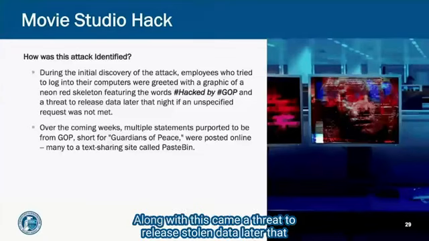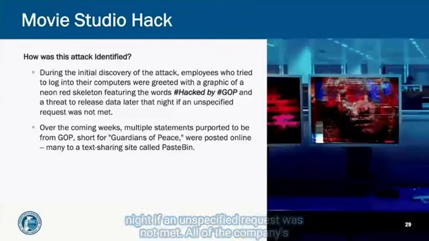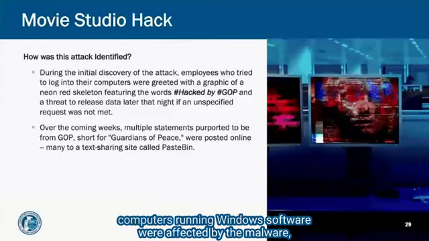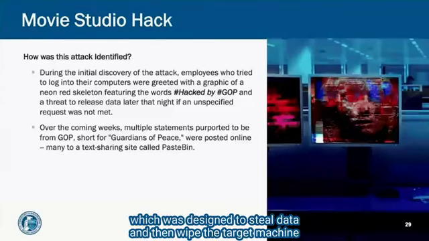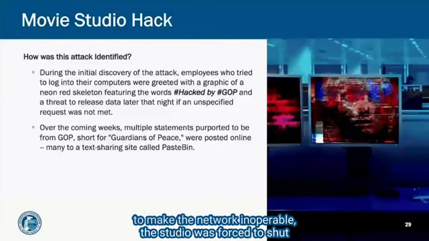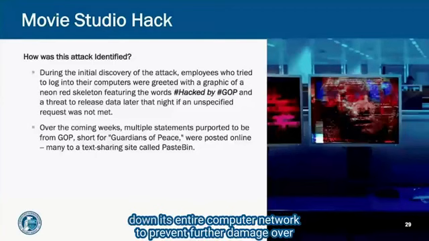Along with this came a threat to release stolen data later that night if an unspecified request was not met. All of the company's computers running Windows software were affected by the malware, which was designed to steal data and then wipe the target machine to make the network inoperable. The studio was forced to shut down its entire computer network to prevent further damage.